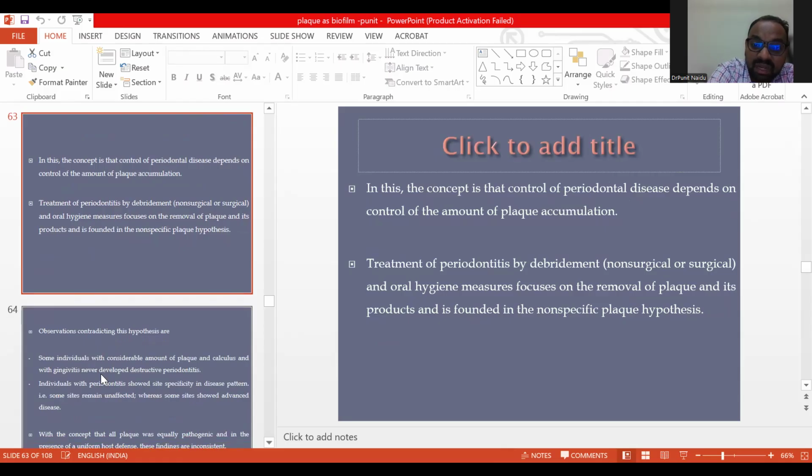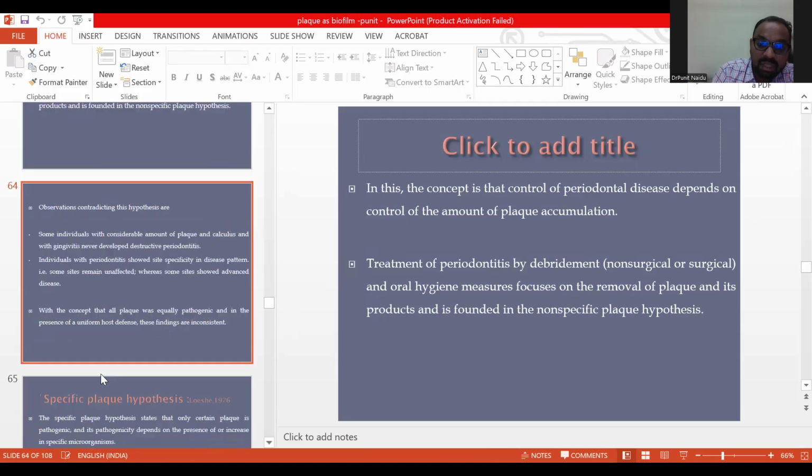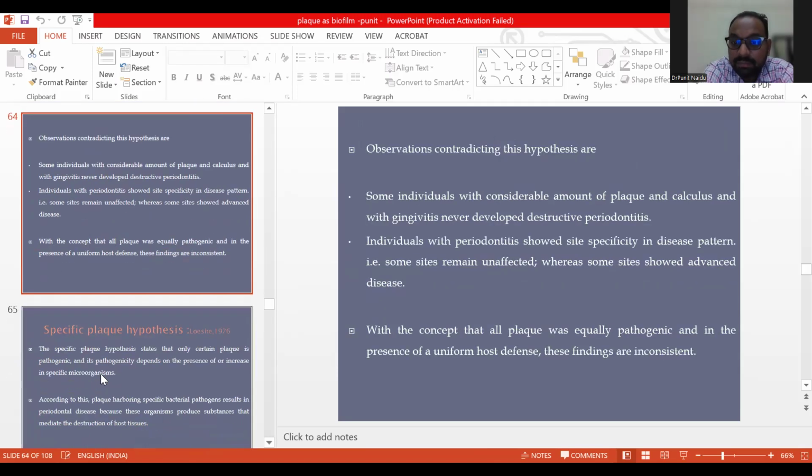So in this concept, the control of periodontal disease depends on control of the amount of plaque accumulation. The treatment of periodontitis by debridement, surgical or non-surgical, and oral hygiene measures focus on removal of plaque and its products and is founded on the non-specific plaque hypothesis. The observation behind this hypothesis was that individuals with considerable amounts of plaque and calculus and with gingivitis never developed destructive periodontitis, and that individuals with periodontitis showed site specificity in disease pattern. Some sites remained unaffected, whereas other sites showed advanced disease.